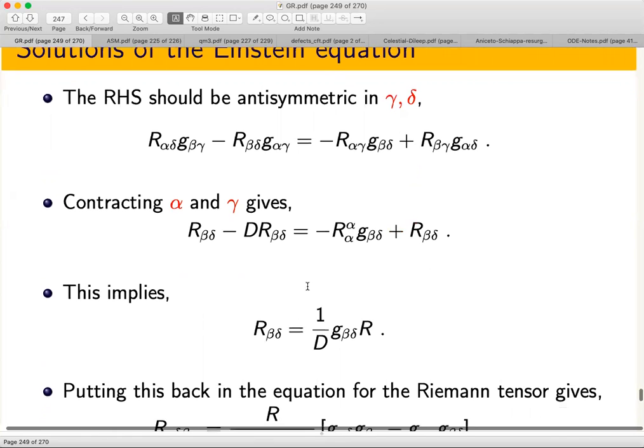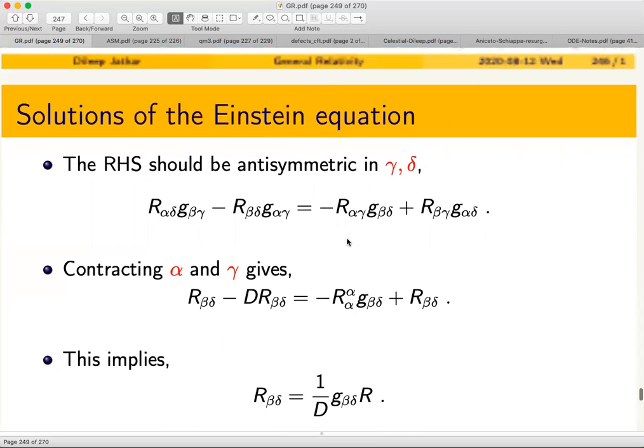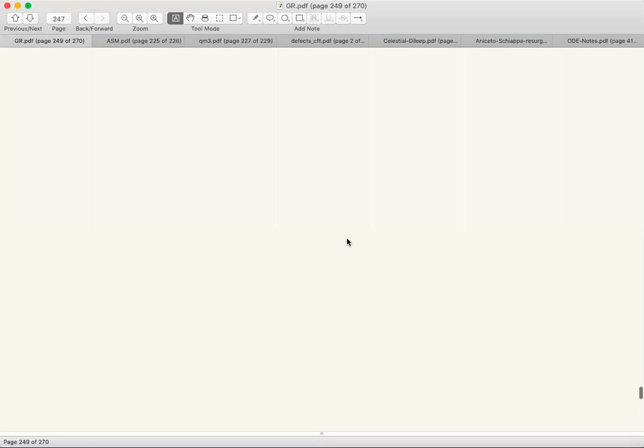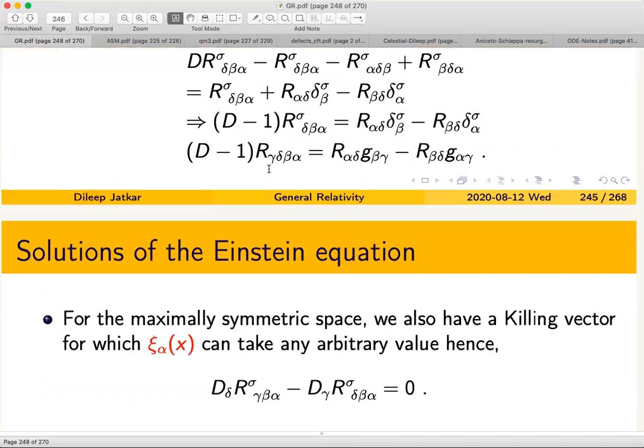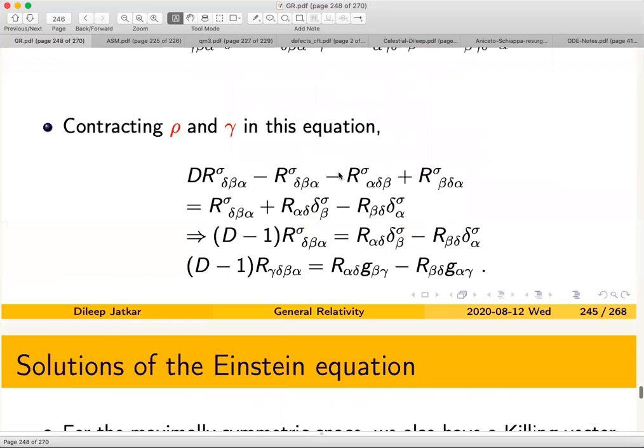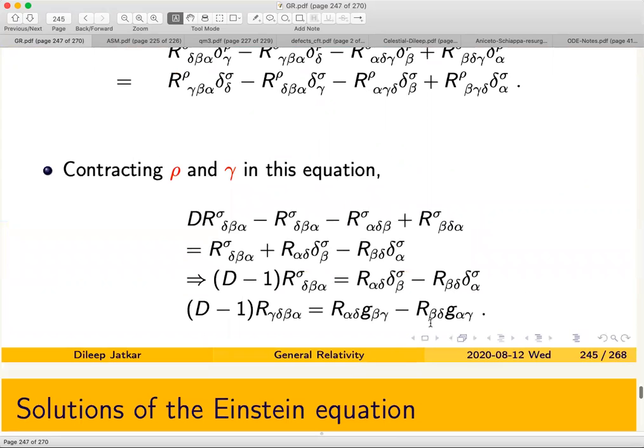So all we are going to do is basically collect R beta delta pieces together, and that will give you an equation which tells you that you can write down a Ricci tensor in terms of Ricci scalar. So why am I doing this? What we have done is we have established that for a maximally symmetric space, a Riemann tensor can be written in terms of Ricci tensor, right? That is the first result that we obtained using the rotational Killing vector.